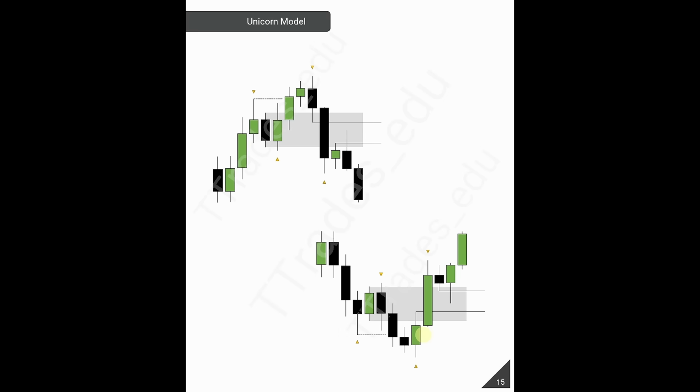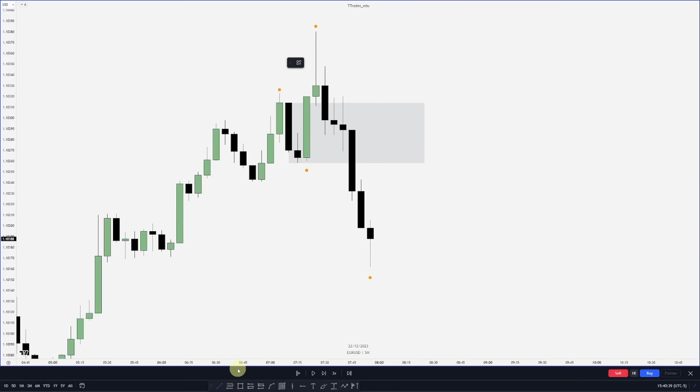So let's go back into that example we just went over and see if we can see the unicorn model. So rewinding this price action, you can see we have a bearish breaker block right here, and we have displacement through this breaker block. You can see we create a fair value gap here. Now this leads me into my next lesson, which is stop losses. So let's hop back into the PDF before we finish this example.